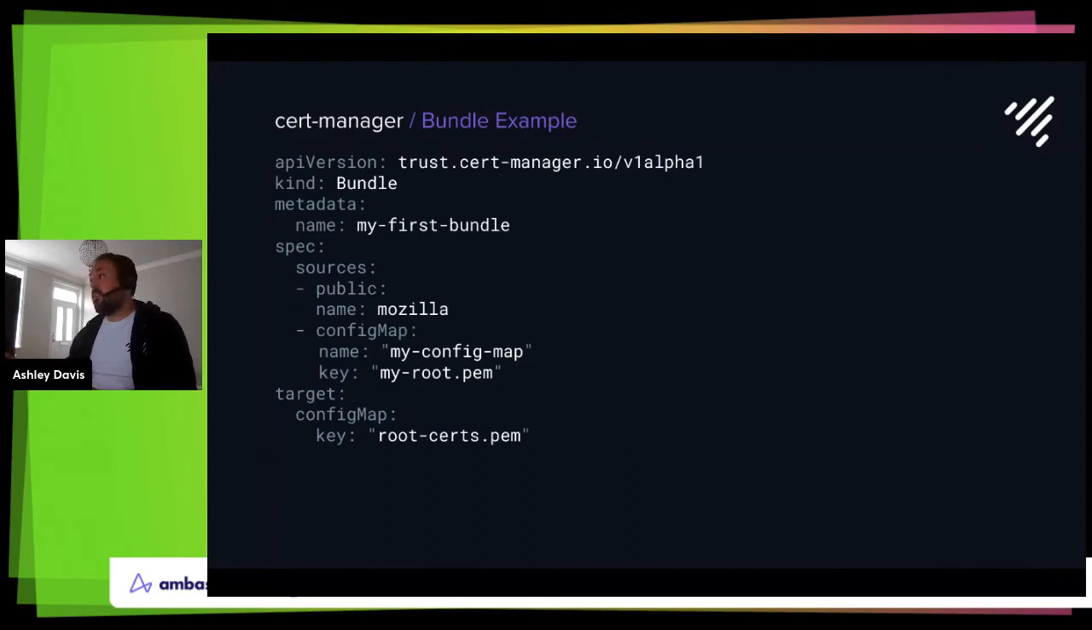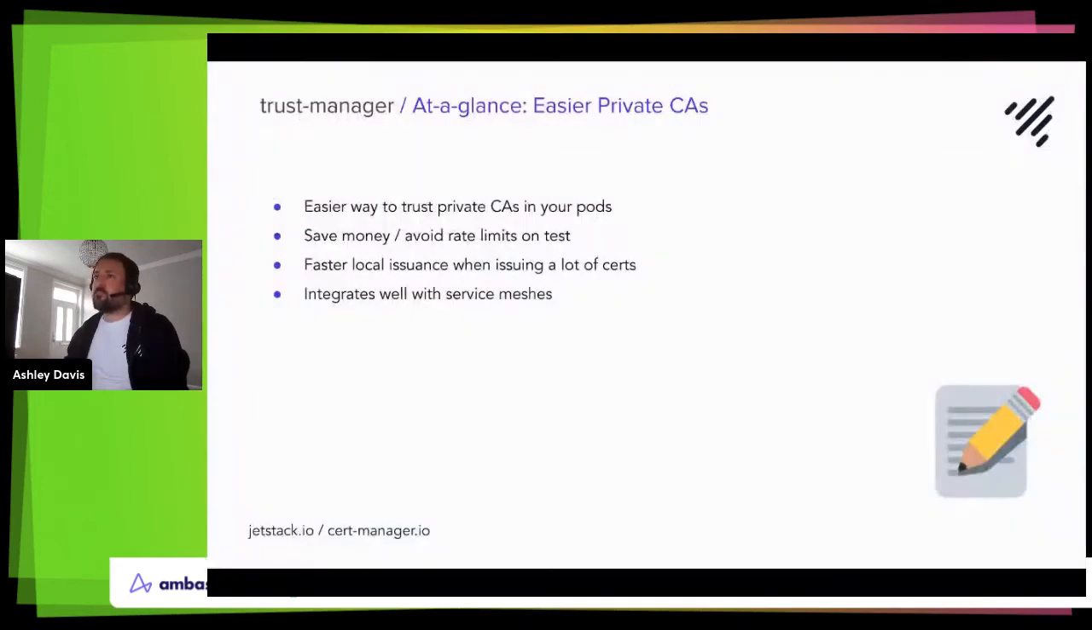I do have to add the caveat to this that the public stuff isn't actually implemented yet in the actual project, Trust Manager. We've been discussing how best we can do that, but the idea is the same, and it will end up looking very much like this. So you list the sources that you want, and then this bundle would write a config map called my first bundle to every namespace, which would include the trust bundle that we wanted. And that's all great. So why do we want this, right? Well, first of all, it's easier to do private CAs. Like I mentioned before, you might want to have a private CA to save money or avoid rate limiting, or because you want one locally for your service mesh.